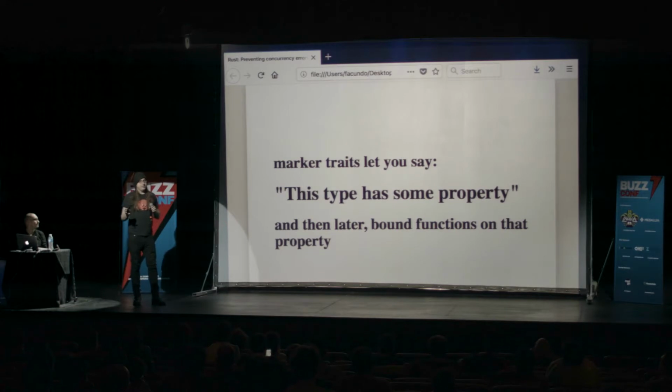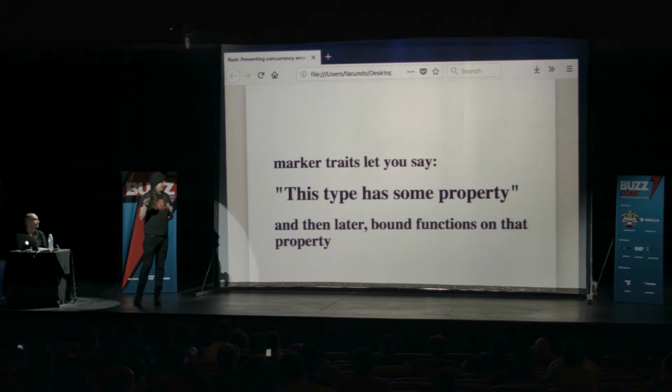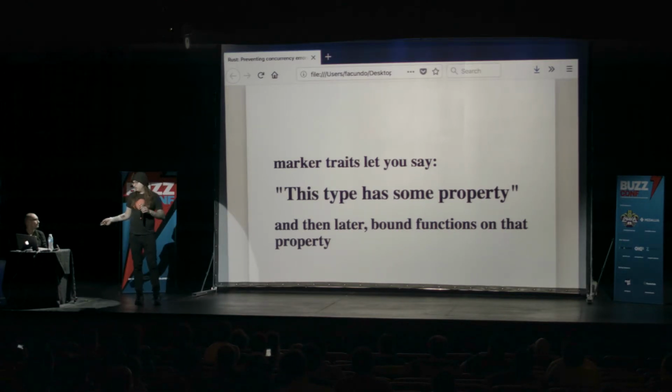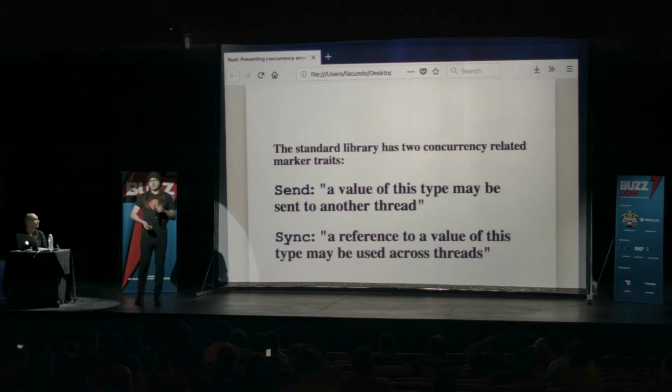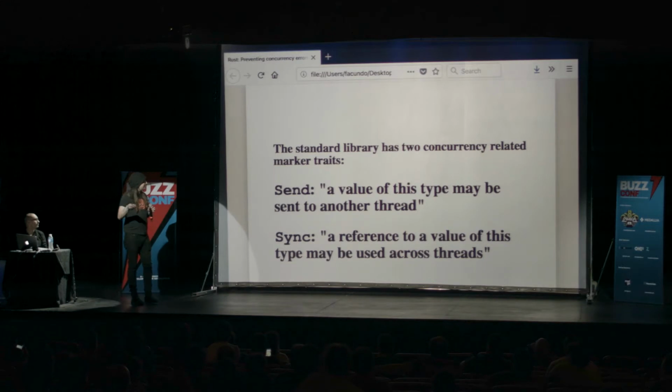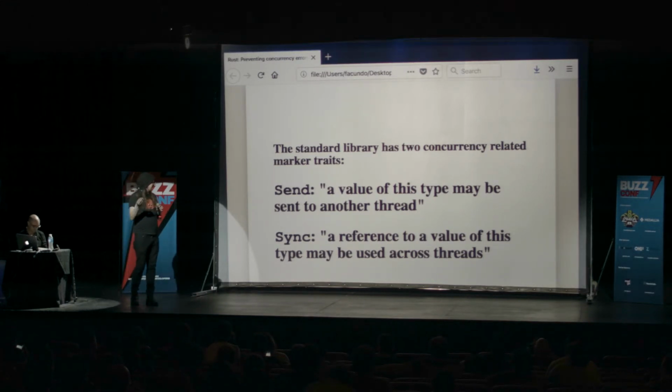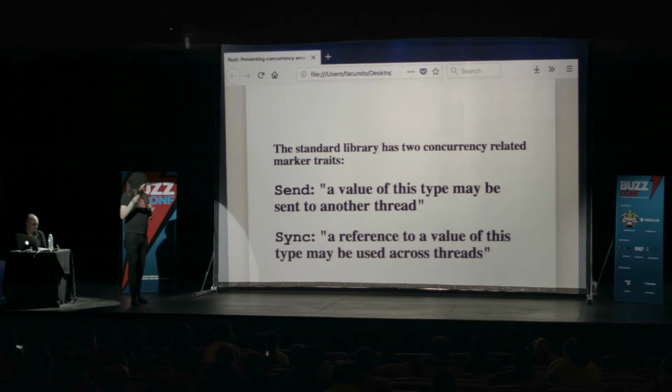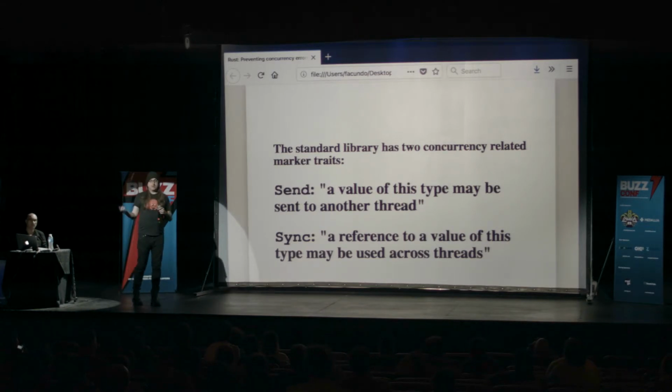And so there's a couple of these in Rust in the standard library, and we're going to talk about two of them today because they're related to the topic of this talk. The standard library has two of these. One is called Send, and one is called Sync. If your type implements Send, then that says a value of this type can be sent to another thread. So we're able to transfer it across a thread boundary. And a type that has Sync says that, hey, I can pass a reference to a value across threads.